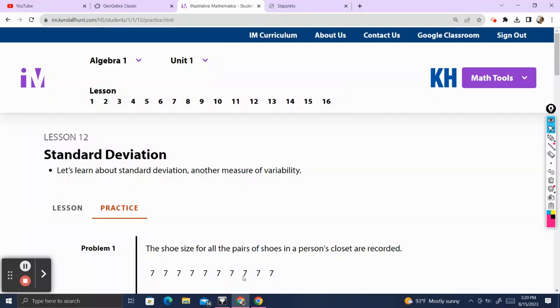Today we're going to be going over Illustrative Math, Algebra 1, Unit 1, Lesson 12.